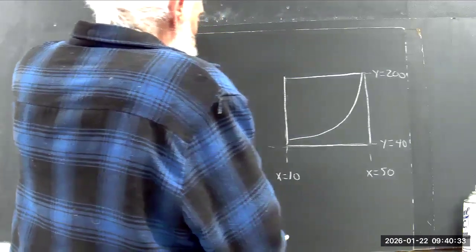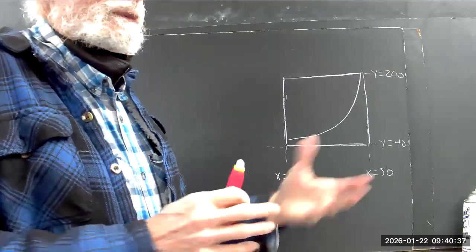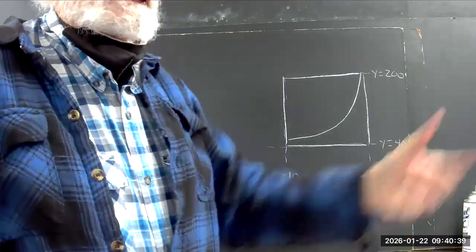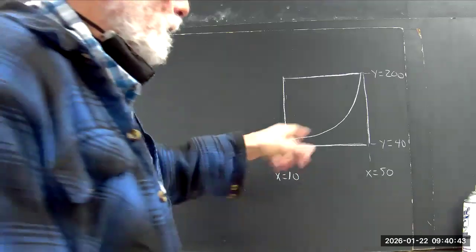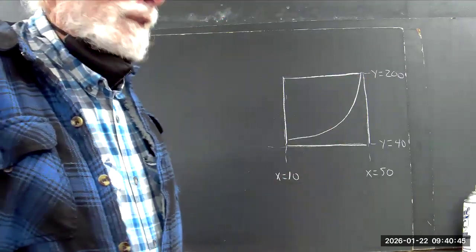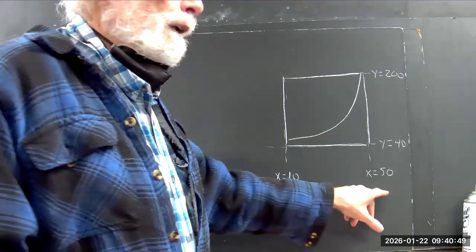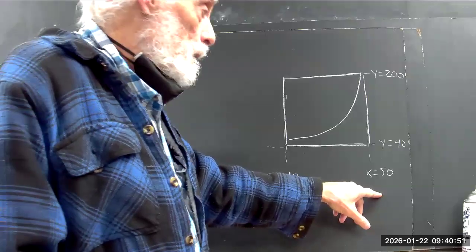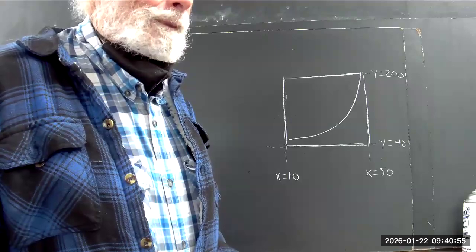All right, we got a graph in a window. You got this rectangular window. A lot of times you'll make graphs on a calculator or a computer or your phone. And it's going to be in a window. So in this window, you have x equals 10 here, x equals 50 here. You have y equals 40, y equals 200 here.